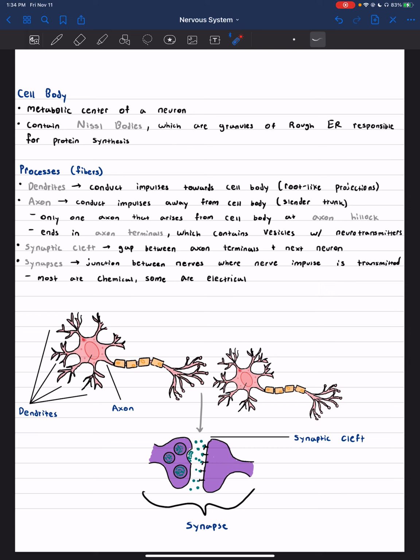So again, not to go on a tangent, but this whole thing is a synapse. The center point in the middle is a synaptic cleft where neurotransmitters are released and allowed to be picked up by the next dendrite. So the majority of synapses are going to be chemical, with some being electrical.